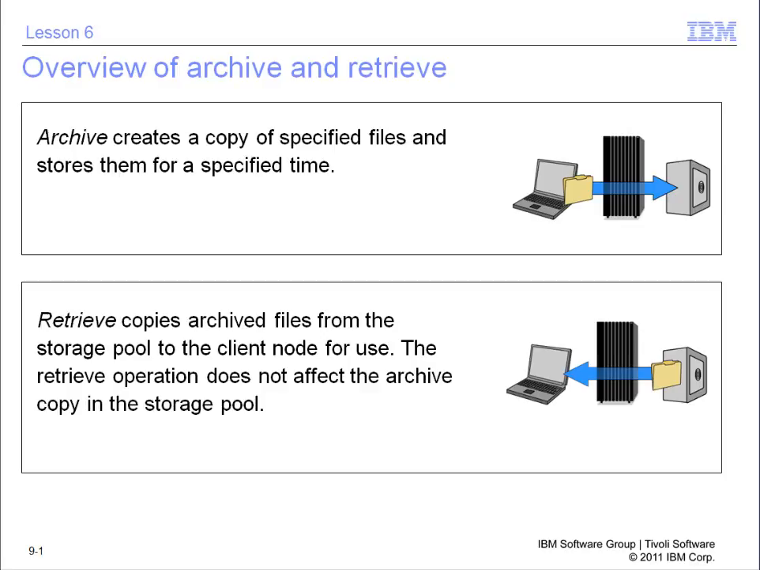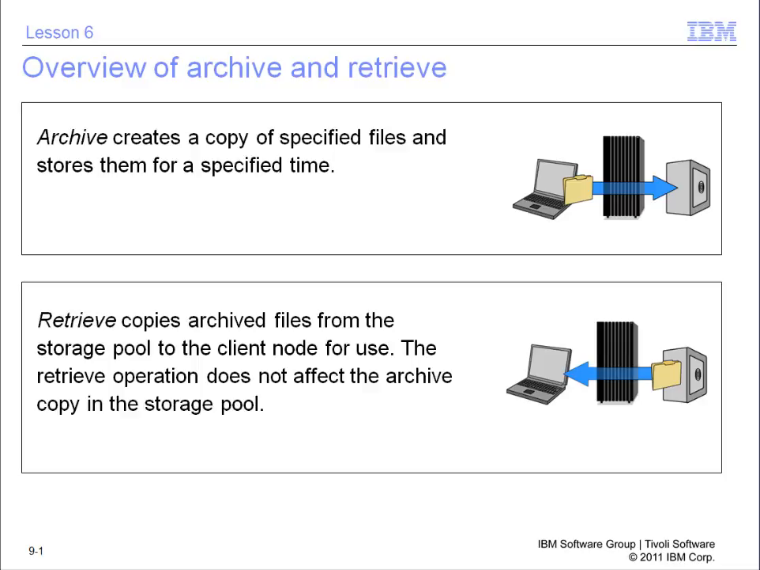Lesson 6, Archive and Retrieve. With Archive, you're going to create a copy for storage. You're storing files for a specific period of time. There's no versioning. They're not used to restore corrupt files. They are used for safekeeping.